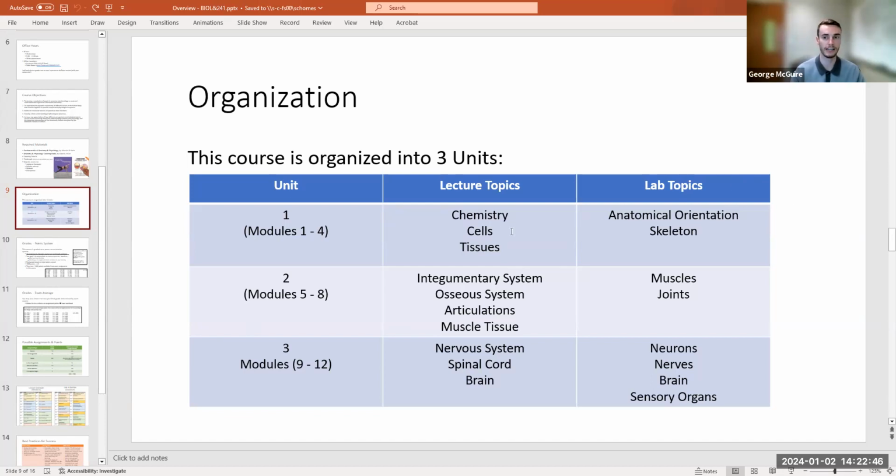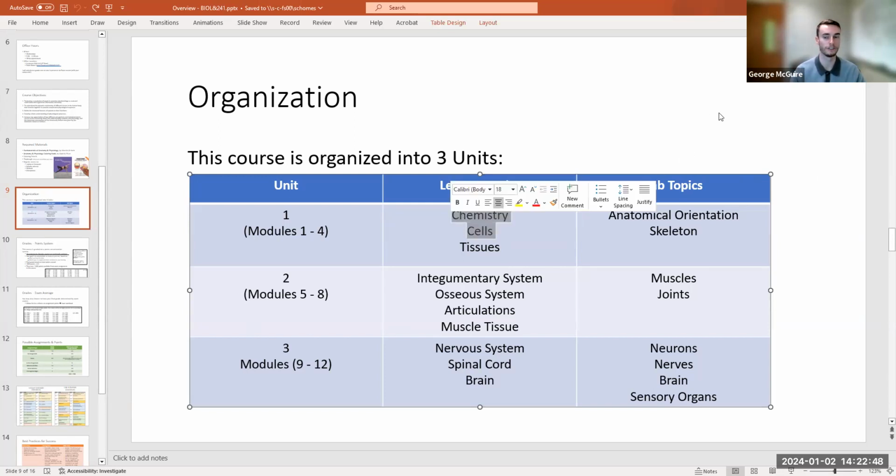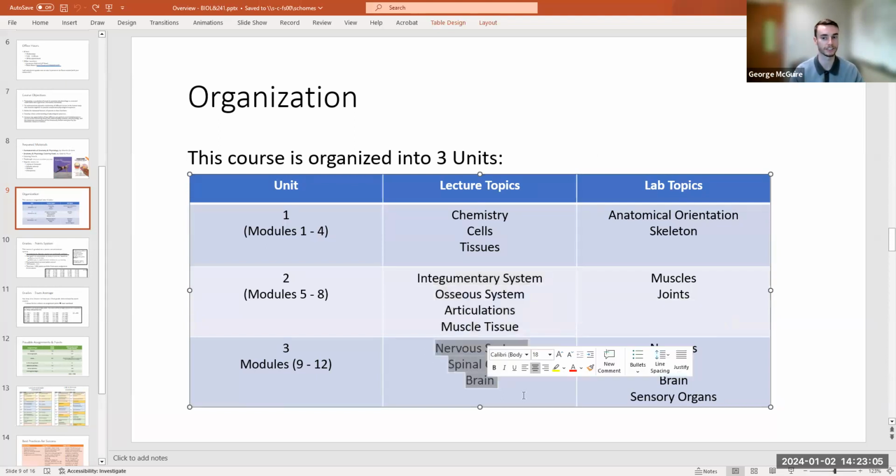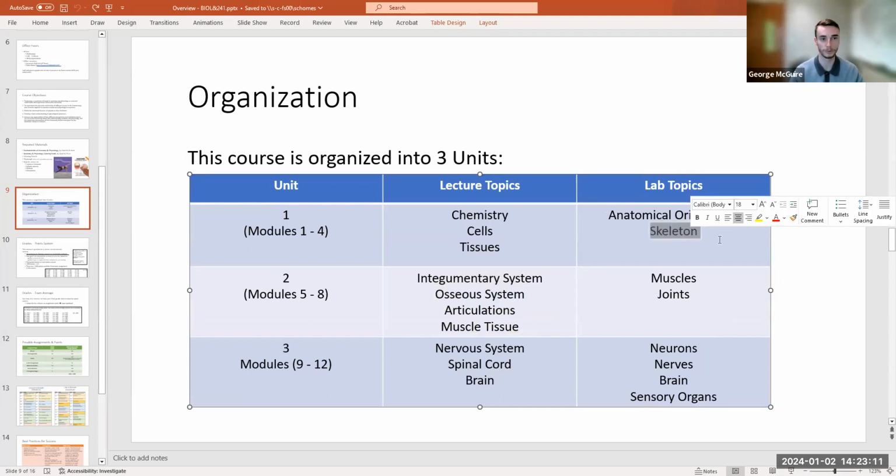So this first unit is mostly review of general biology with our basic chemistry info that you also would have learned in general biology. And then we talk about the different types of tissues that are present in the body. And that's essentially setting us up to then go into more specifics about each of the major tissues for the next 2 units. In lab, we are going to mainly be focusing on the skeletons, or learning the bones and their orientations through these first few weeks.